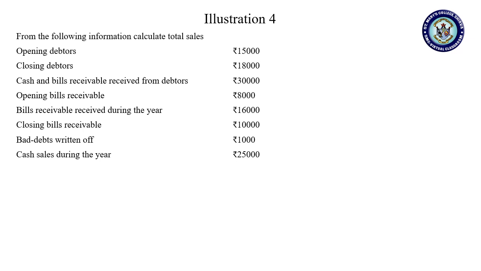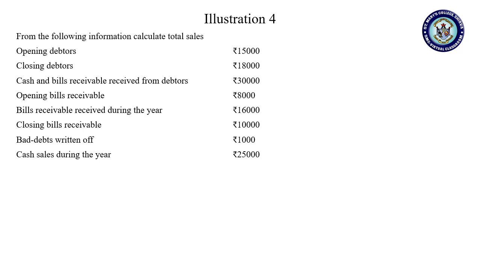Okay, first we'll discuss the problem. Later we'll solve this problem. First you have to calculate what is the total sale. They asked you to calculate what is total sale. So for total sale, you need cash sale and credit sale. Cash sale figure is already given in the problem, but you need to know the credit sale.